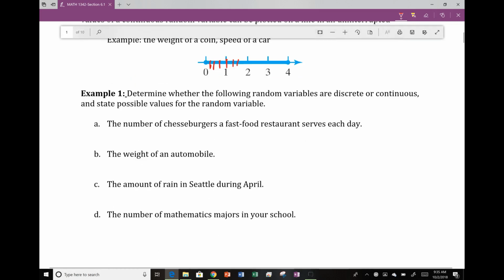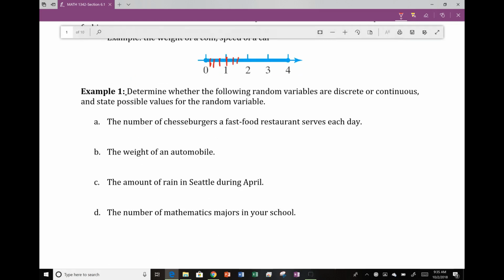So let's look at some examples and determine whether the random variables are discrete or continuous. The number of cheeseburgers a fast food restaurant serves each day. So this is how many are served. Think about it. Can a fast food restaurant serve half of a hamburger or a fourth of a hamburger? They can serve a fourth of a pound of a cheeseburger, but the number of cheeseburgers that they serve is actually whole, and we can count those. So this is going to be discrete.